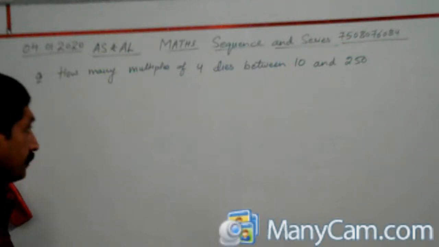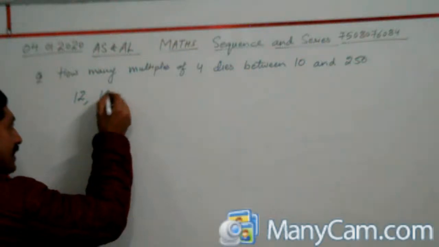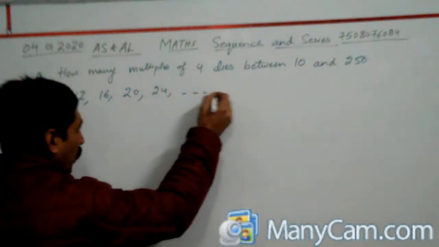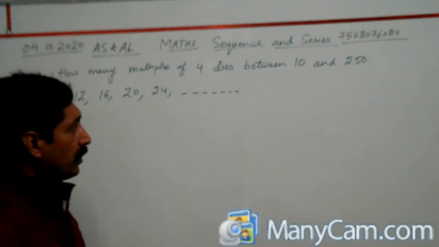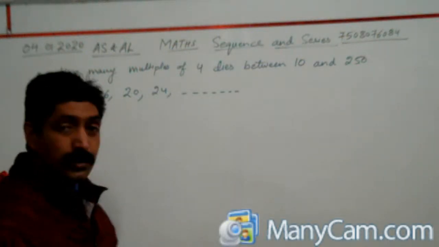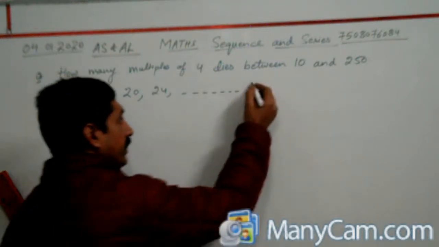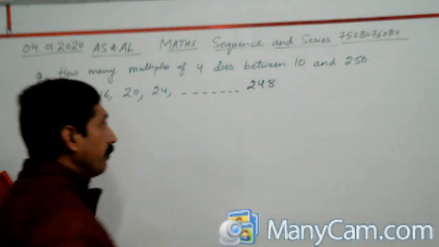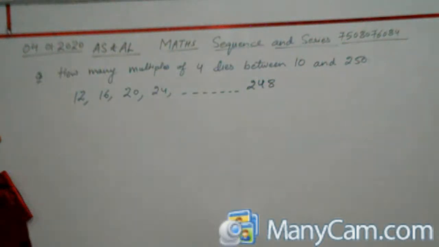So we know the first multiple is 12. After 12 comes 16, 20, 24, and so on. And from the last, we know 250 is not divisible, so it will be 248. 248 is the last number which is a multiple of 4, right? 250 is not coming in the table of 4.